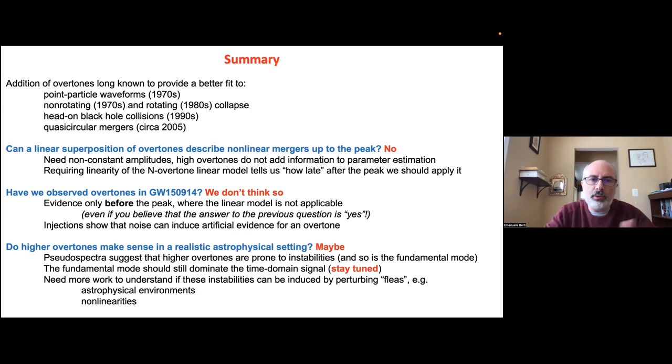The main points I wanted to make are that, first of all, overtones are necessary. We should include them. But maybe they are not our best bet to do black hole spectroscopy, because I don't quite believe that they can be used within linear perturbation theory to fit all the way to the peak. I think that conclusions on whether we have detected overtones in current data are still questionable, especially if you believe in my second item here, but even if you don't. And last, I think we should be very careful when doing spectroscopy studies with overtones, because there could be fundamental issues in overtone physics that are related to these pseudo-spectrum instabilities. Thanks.